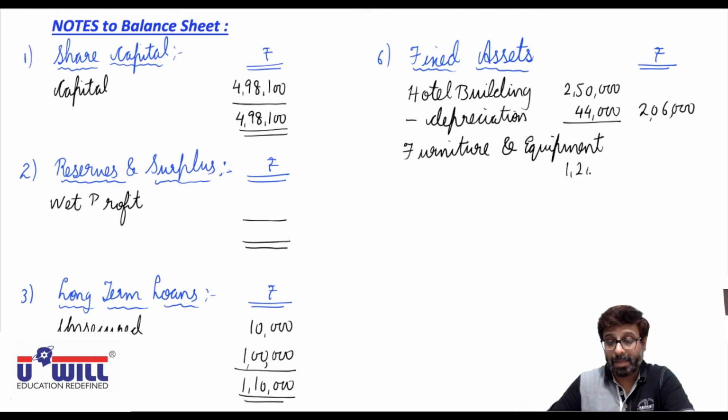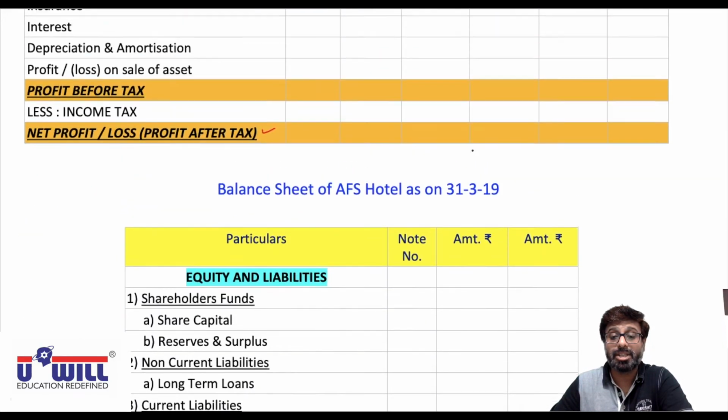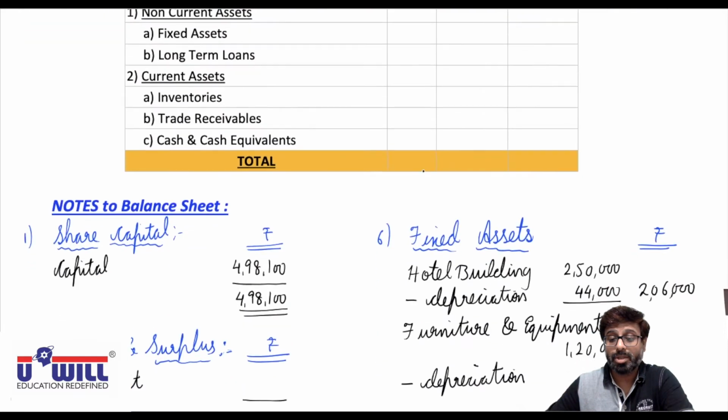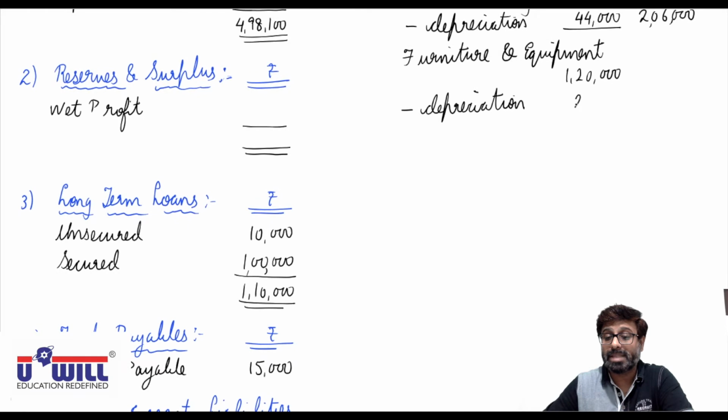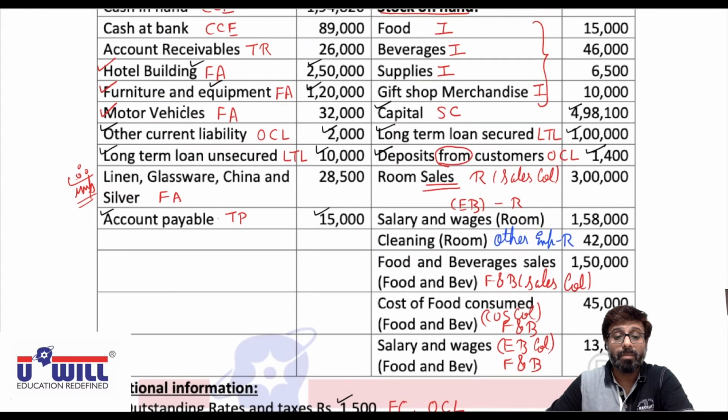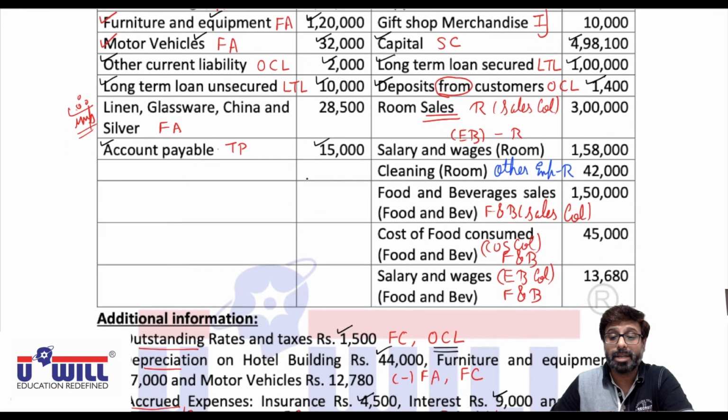From that we will minus depreciation. Now again look at adjustment 2. What is the amount of depreciation on furniture and equipment? 27,000. So 1,20,000 minus 27,000 is 93,000 in outer column. Then after furniture and equipment, the next fixed asset we have is motor vehicles 32,000.